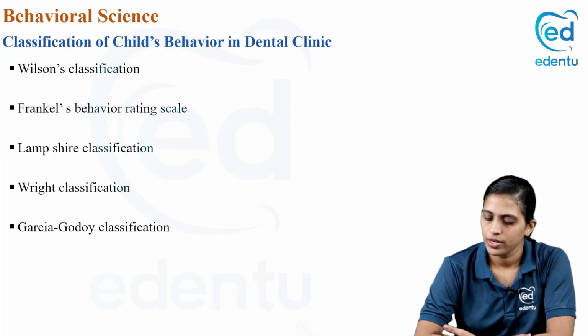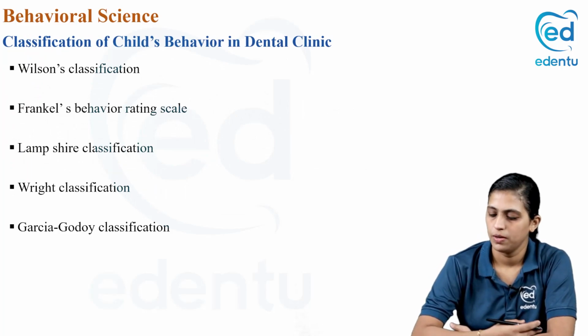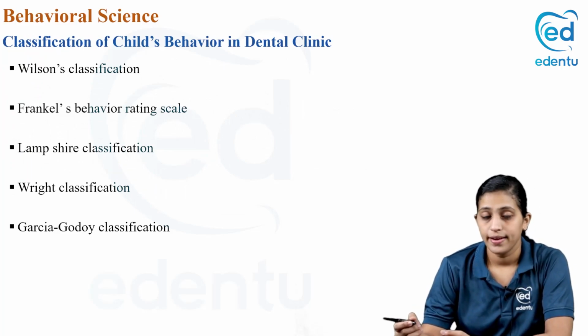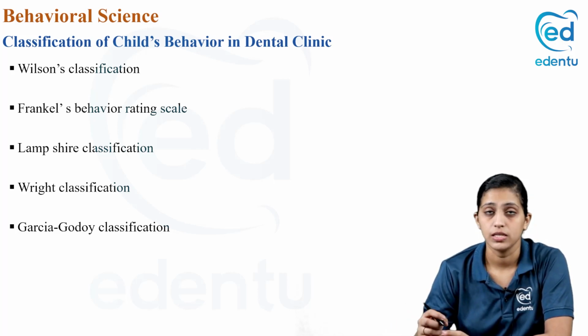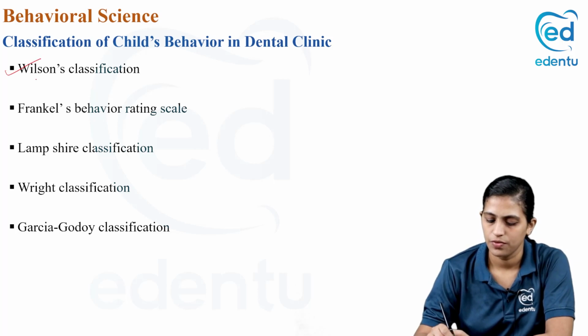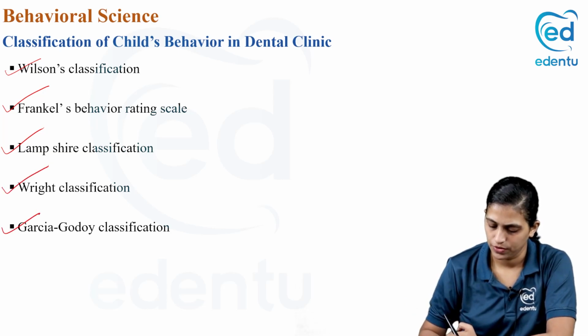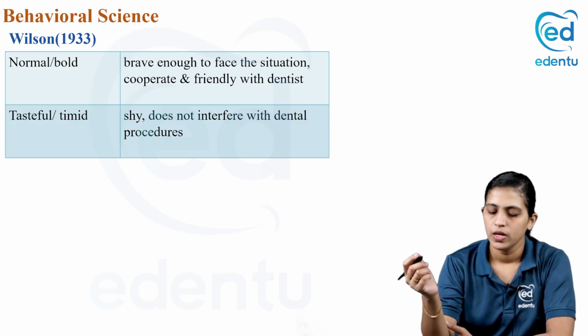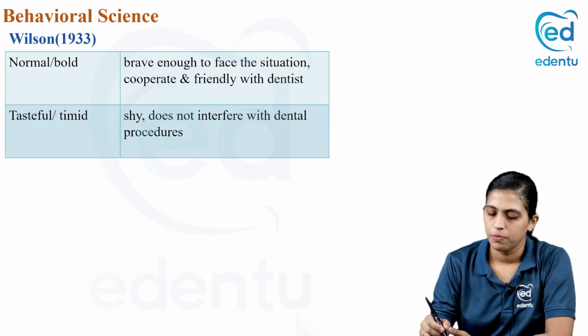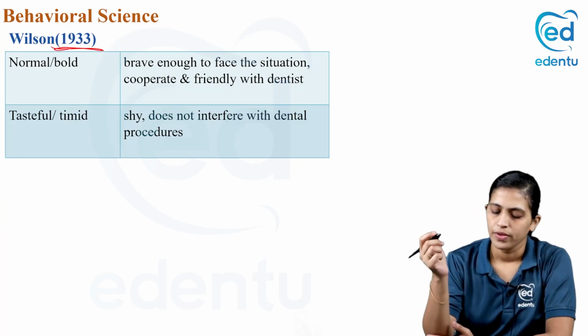Now into the different classifications of child's behavior in the dental clinic. There are different doctors or different scientists who have suggested this. First is Wilson's classification, next Frankel's behavior rating scale, then Lampshire classification, Wright classification, and Gracier-Godey's classification. To begin with, Wilson's classification. He proposed this in 1933.